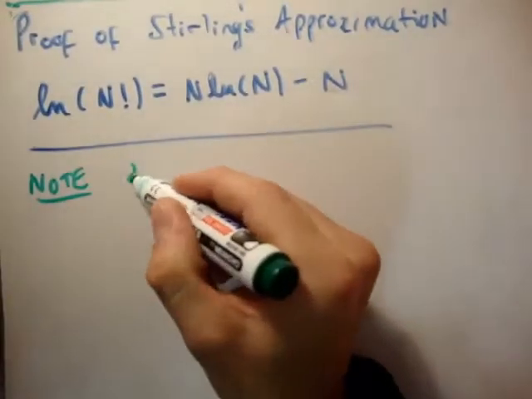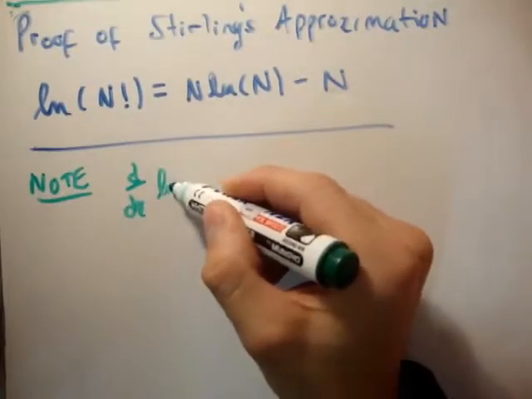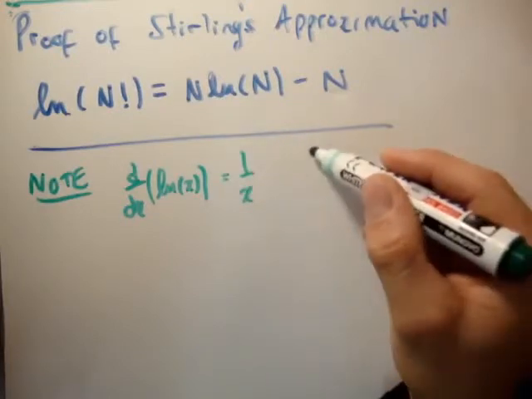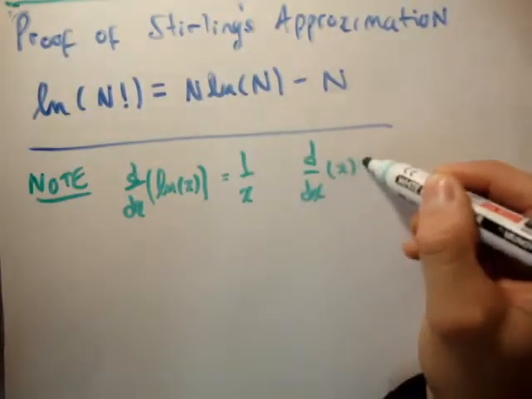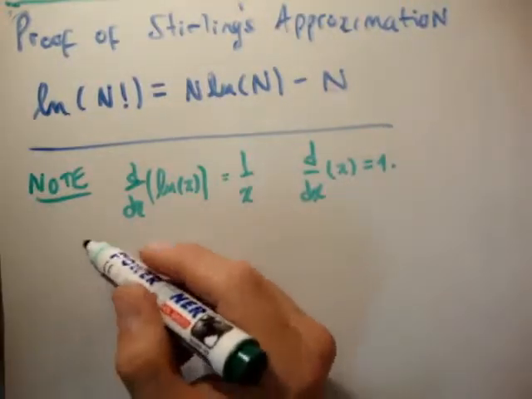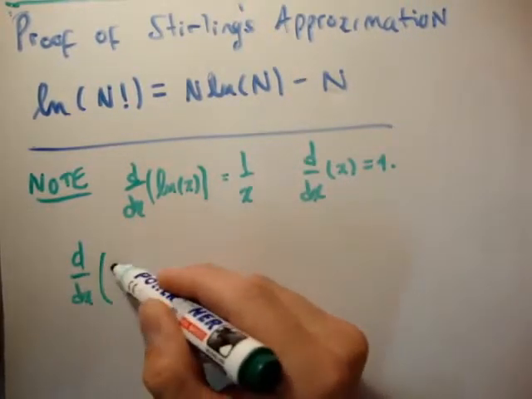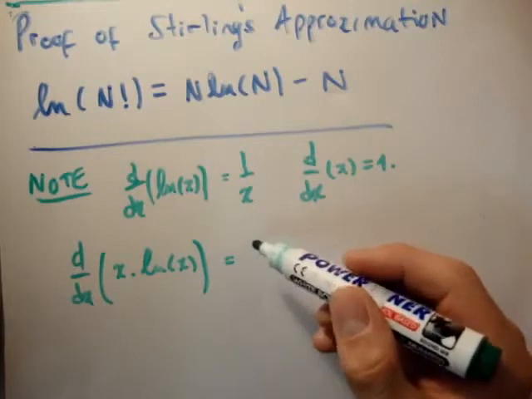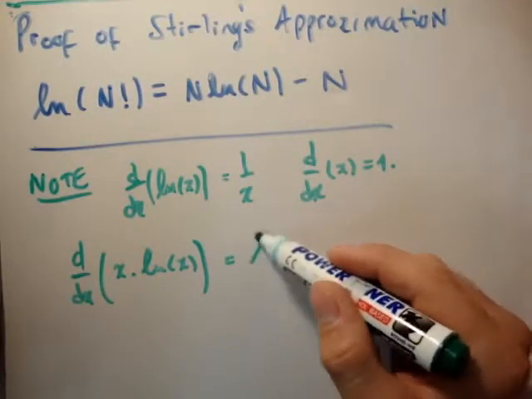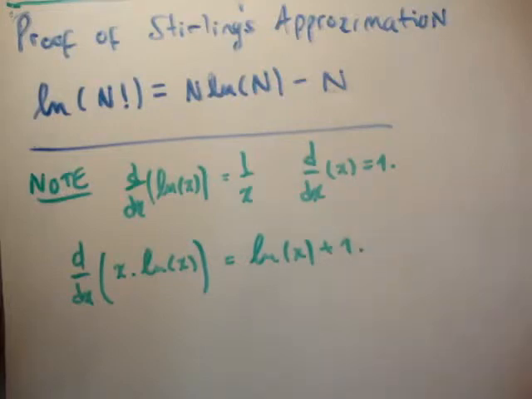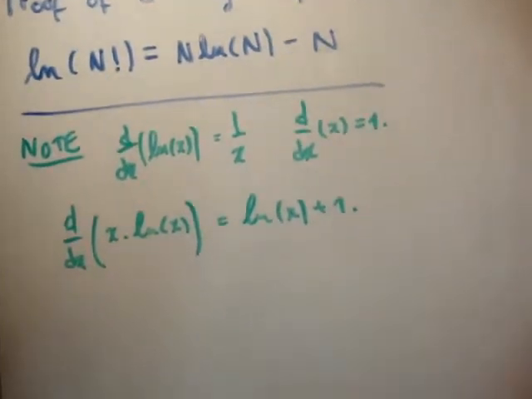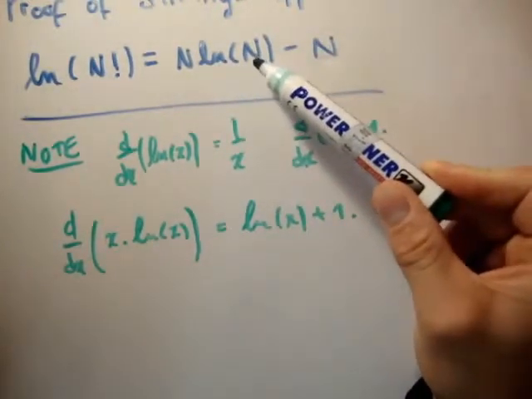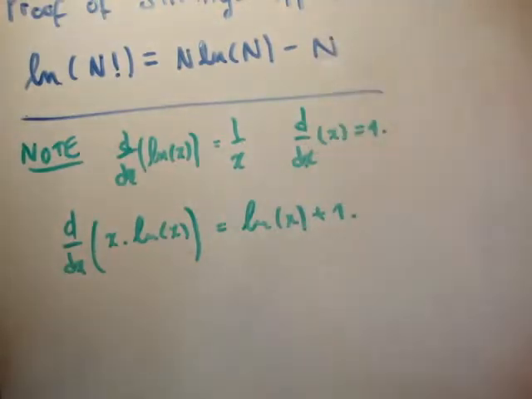If we take the derivative with respect to x of the natural logarithm of x, we simply get 1 over x, and if we take the derivative with respect to x of x, we get 1. So let's apply the product rule and get the derivative with respect to x of x times the natural logarithm of x, and we get the natural logarithm of x plus 1.